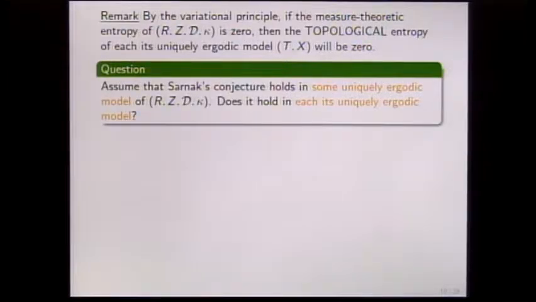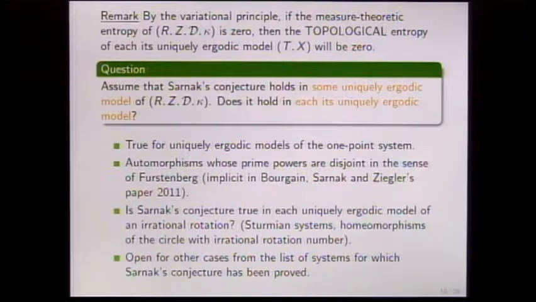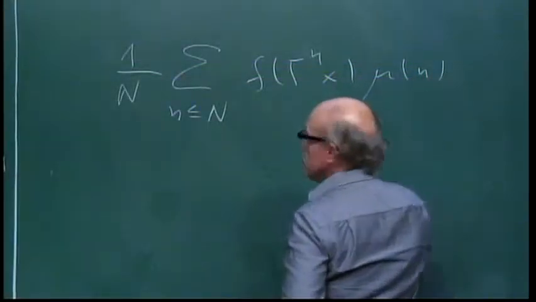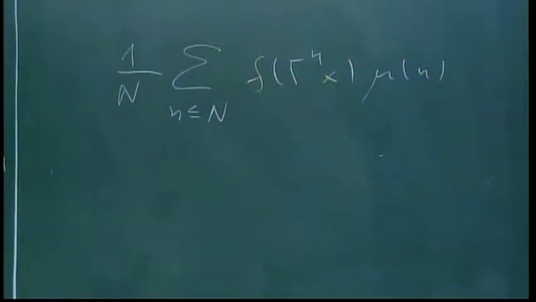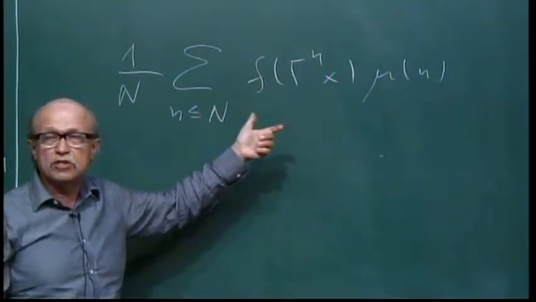So a natural question arises, and somehow we cannot avoid this question or the answer to this question when thinking about giving a positive solution to Sarnak's conjecture. It is the following. Suppose that we start with a measure-theoretic dynamical system, then we take its uniquely ergodic model, and suppose we proved somehow, using some ad hoc methods, Sarnak's conjecture in this particular model. Can we somehow deduce that it is true in all models of this measure-theoretic system?